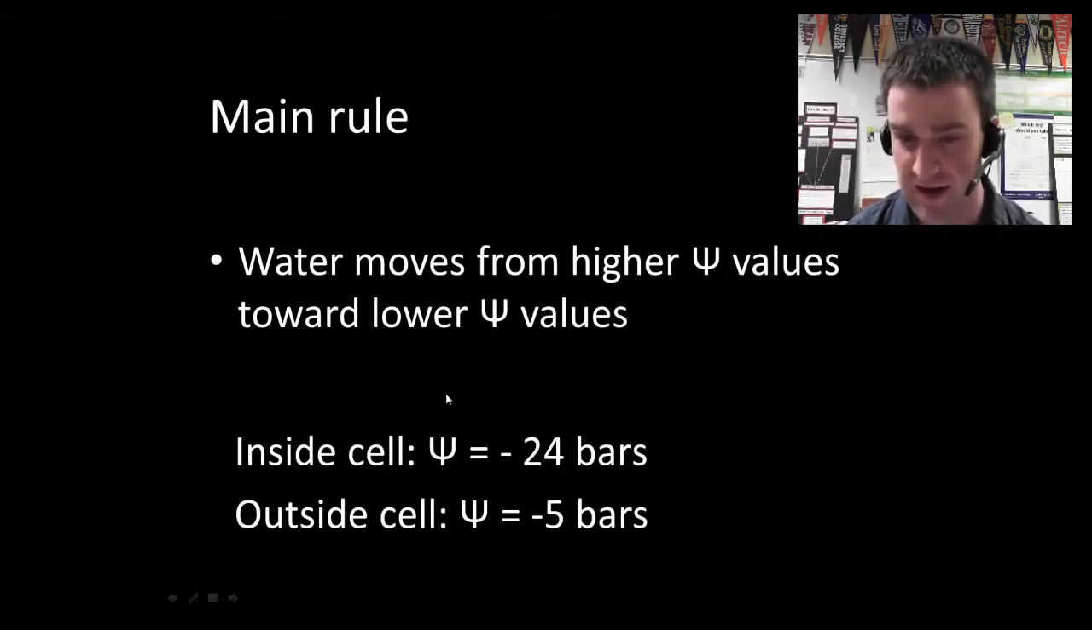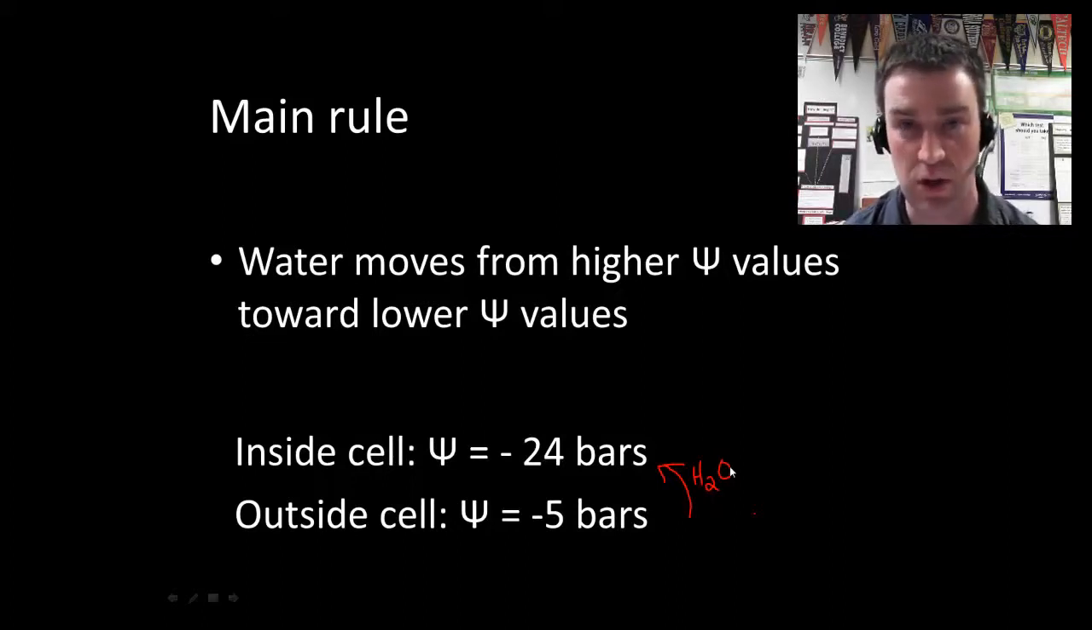Then we would find that negative 5 is greater in value than negative 24. So we would predict that the water would net move into the cell by osmosis from higher value, negative 5, water potential to lower value water potential.